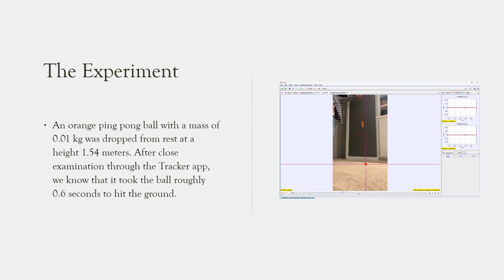And after putting it through Tracker and analyzing it, it took about 0.6 seconds for the ball to hit the ground. We'll use this information a lot later to set up our graphs and plug in our information to my GlowScript code.